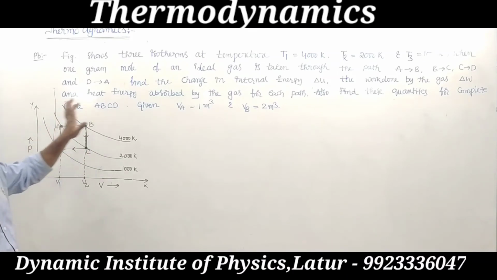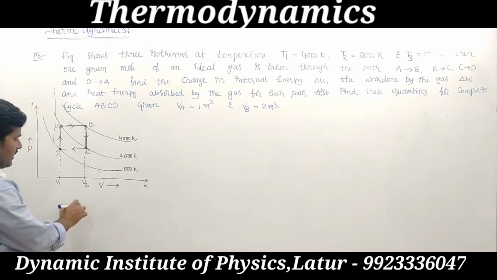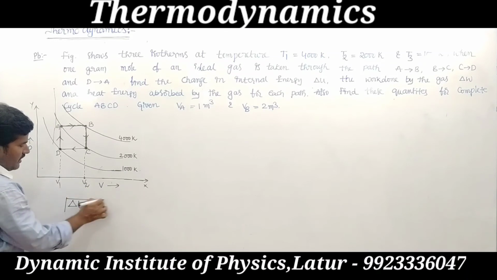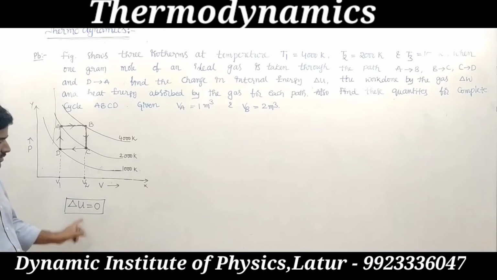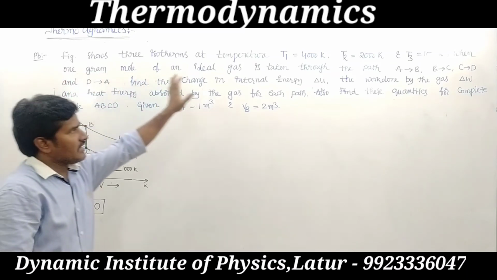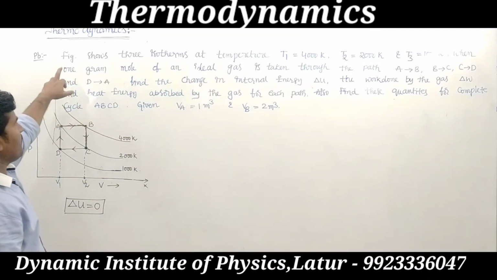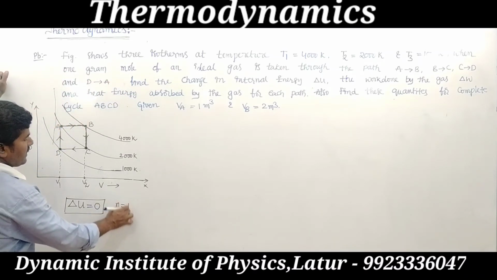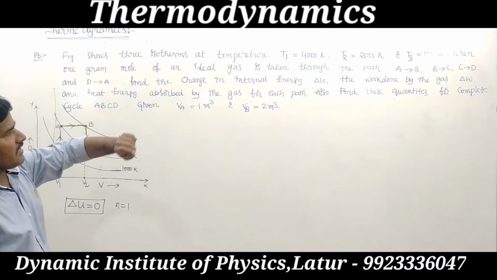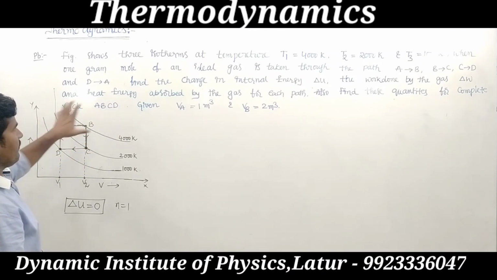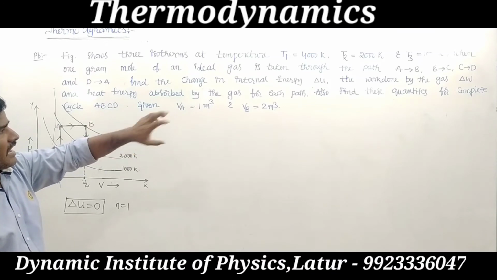You know that in a cyclic process the internal energy change becomes zero. Very simple, cyclic process, internal energy becomes zero. Just as we proved here. T1, T2, T3 are the given temperatures. The number of moles is 1. An ideal gas is taken from path A to B, B to C, C to D, D to A. Find the change in internal energy.